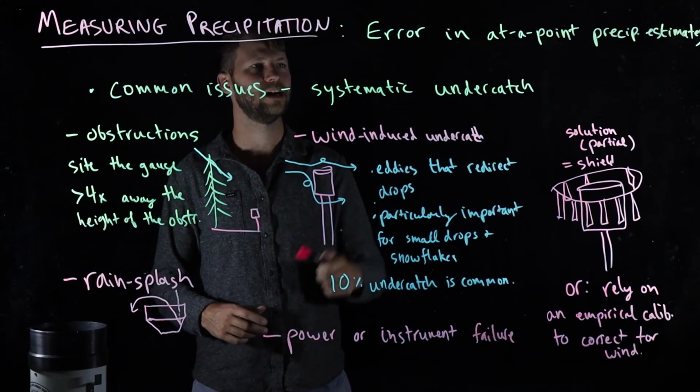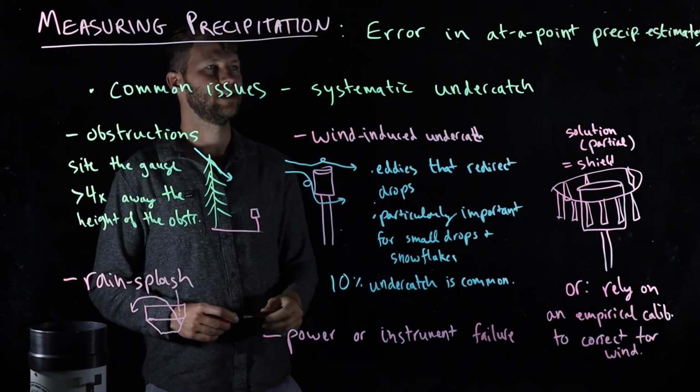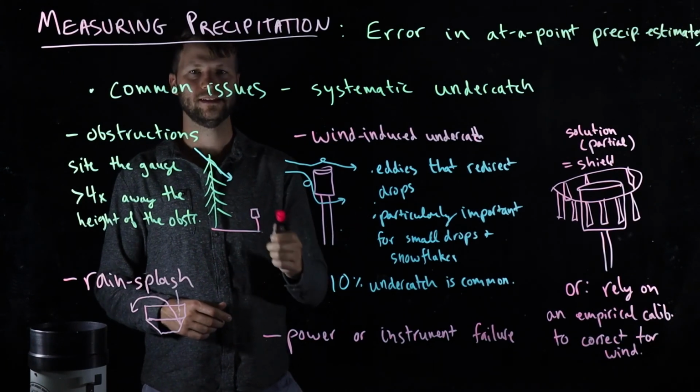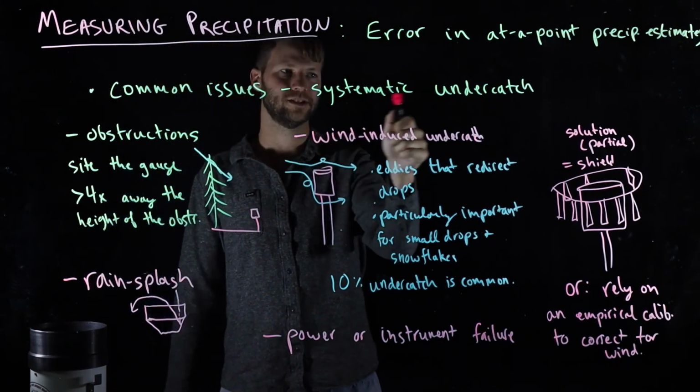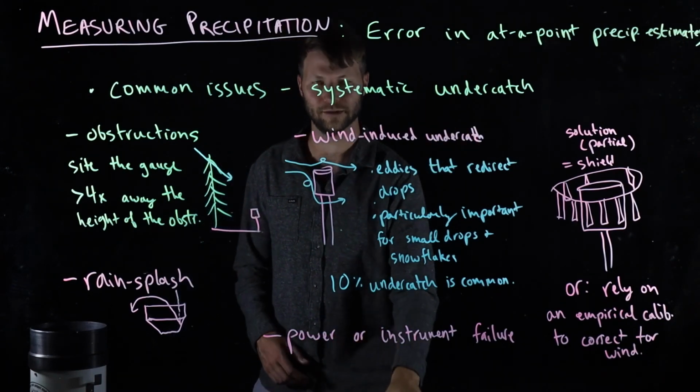So these are all the common ways that we can get error in at-a-point precipitation estimates, and usually they result in an underestimation of the actual amount of precipitation.